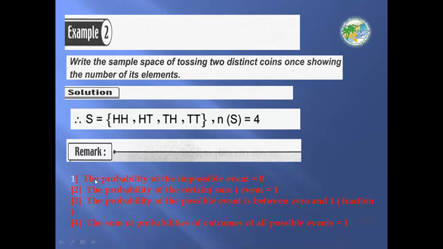Remark. The probability of an impossible event equals 0. The probability of a certain event or sure event equals 1. The probability of a possible event is between 0 and 1, it's a fraction. The sum of probabilities of outcomes of all possible events equals 1.